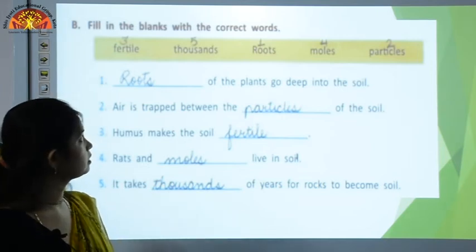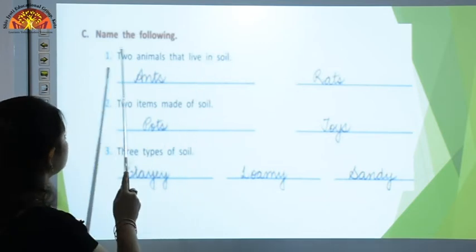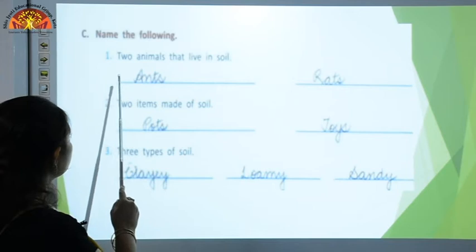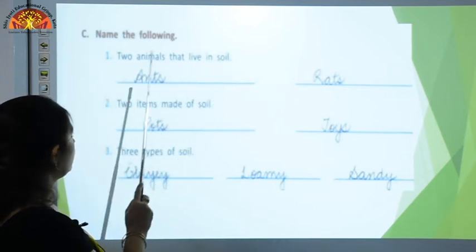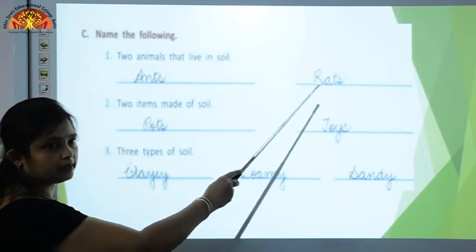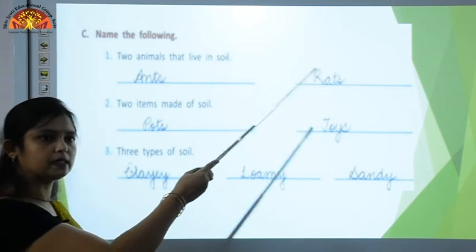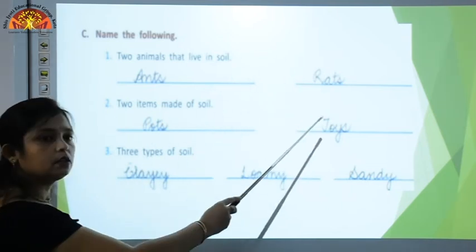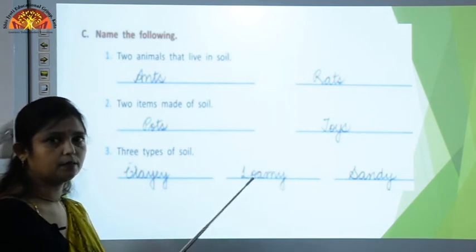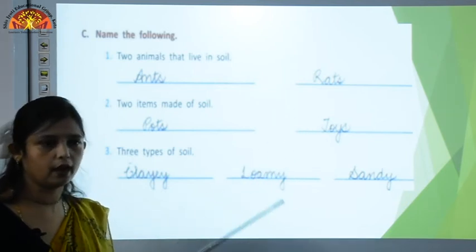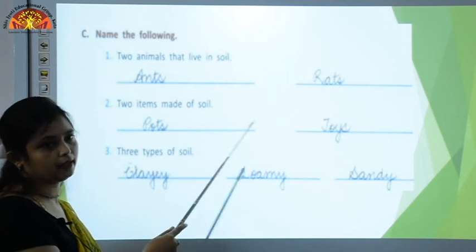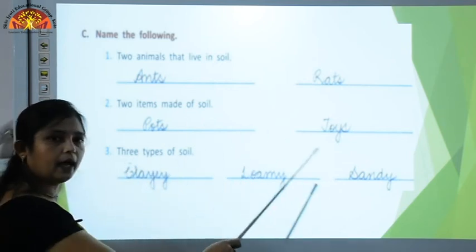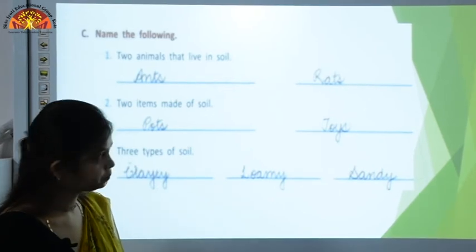Now we move to the next exercise. It is name the following. It's on the same page, page number 36. Now, two animals that live in soil are ants and rats. Any example you can write: earthworm, snake, anything. Two items made of soil: pots and toys. You might have seen that some toys are also made out of soil, and besides this, diyas and bricks can also come over here. Three types of soil are clayey, loamy and sandy.